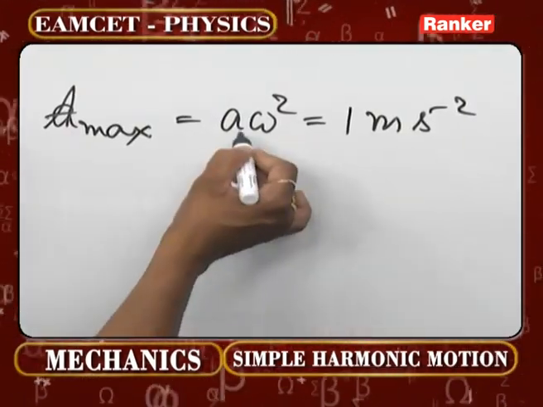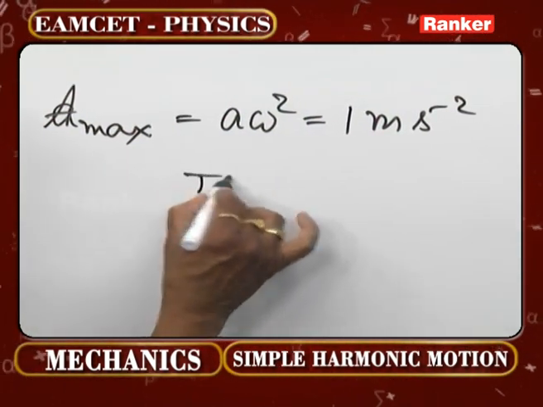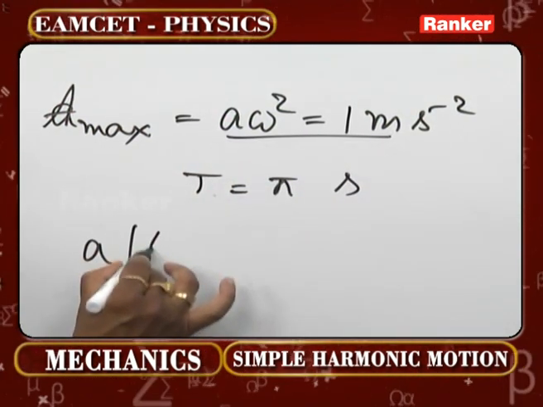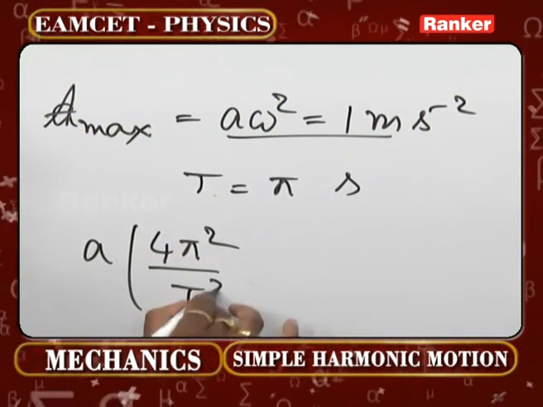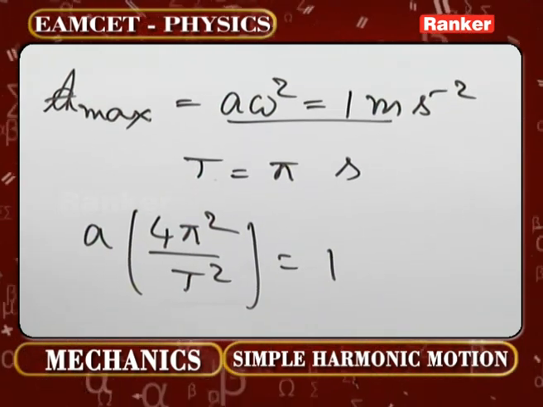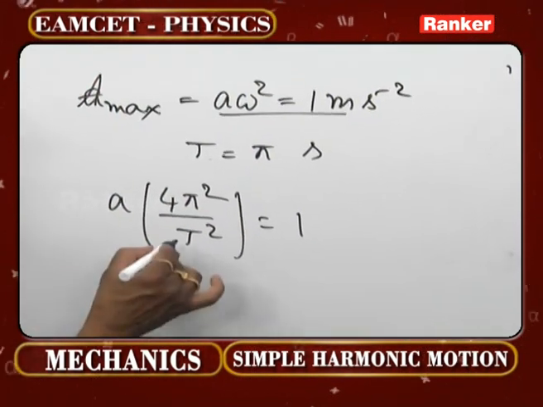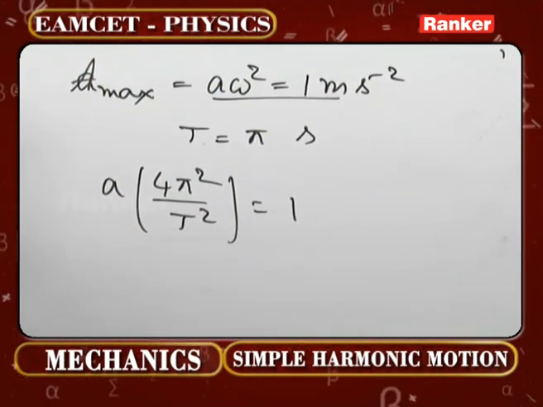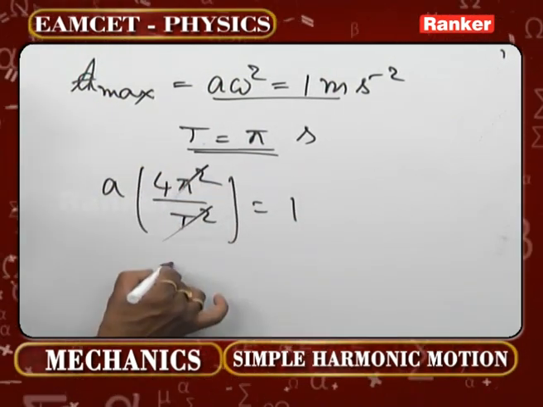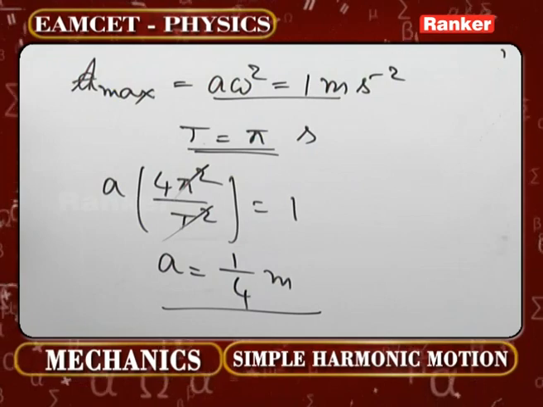Now when you talk about A omega square is 1 meter per second square, what is the other value given? Time period is given, pi seconds. Now expand this: A into 4 pi square by T square is equivalent to 1, because omega can be written as 2 pi by T in terms of time period. So 4 pi square by T square in place of omega square. Now what is the T value here? T is pi, so T square will be pi square. These two get cancelled. Then what amplitude are you getting? 1 by 4 meter. That will be the amplitude.